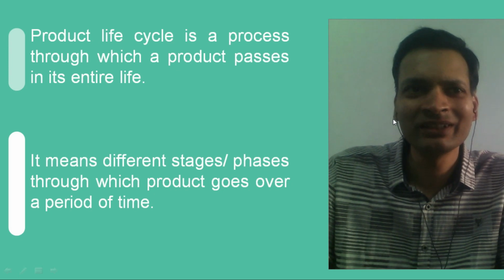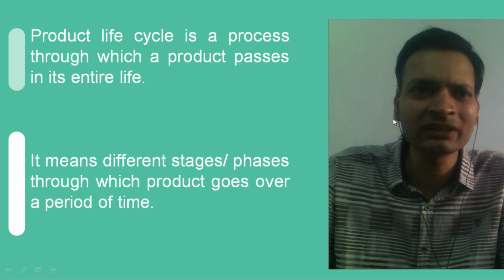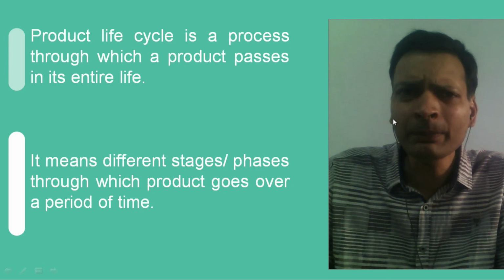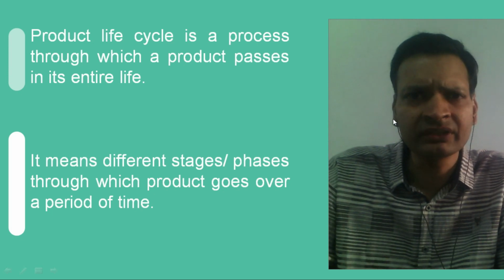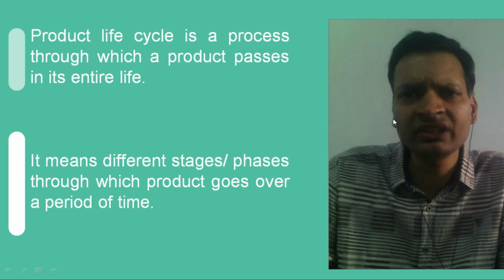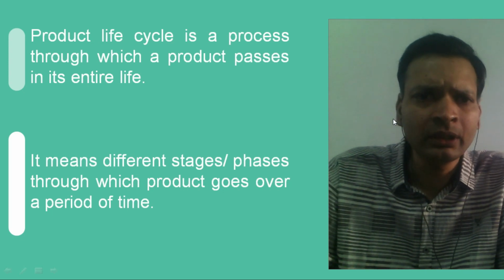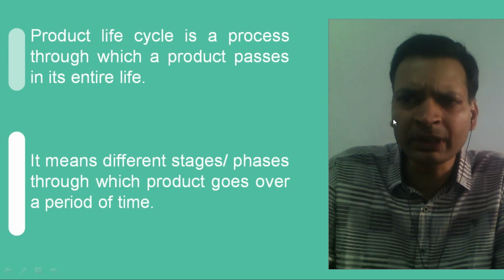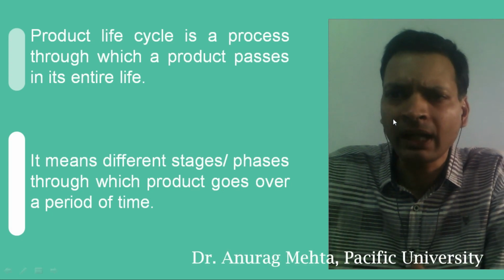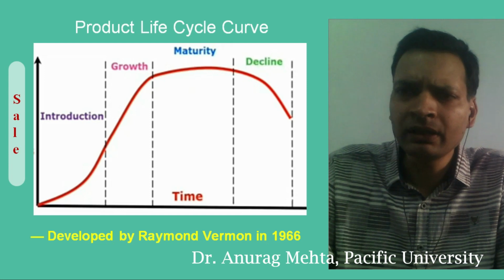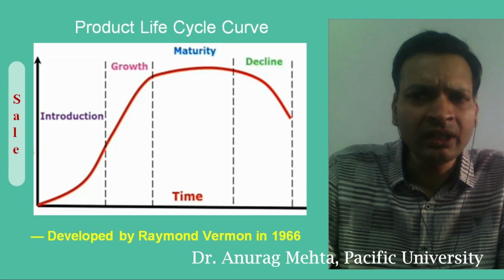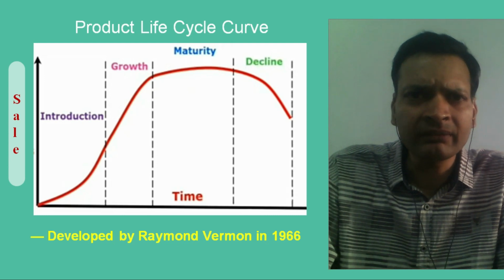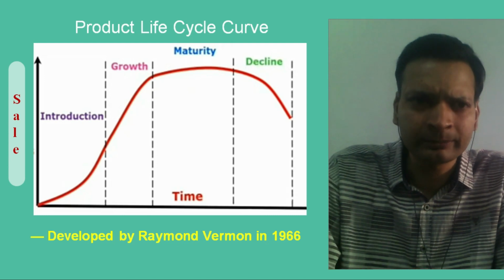Hello everyone. Today we are going to discuss product life cycle. Every product passes through different stages or phases through its entire life, which is spread over a period of time. Raymond Vernon in 1966 expressed it and classified the product life cycle in four stages.